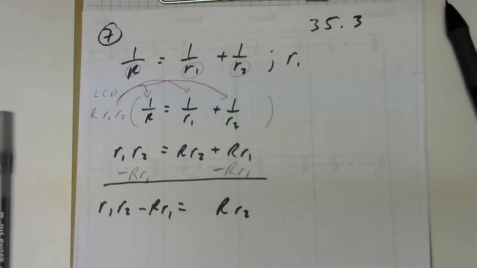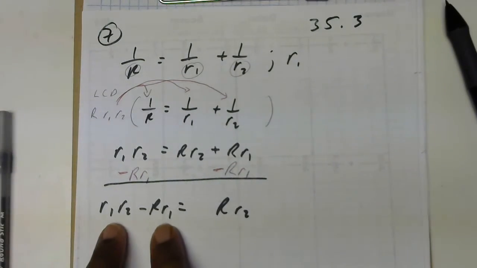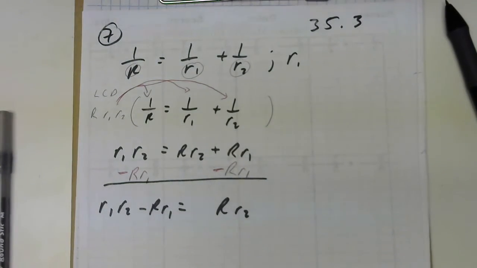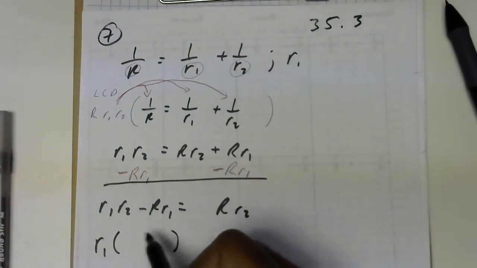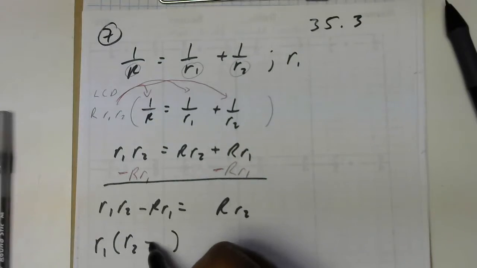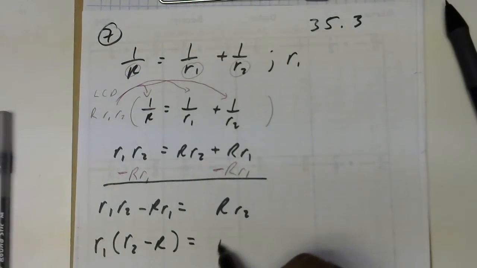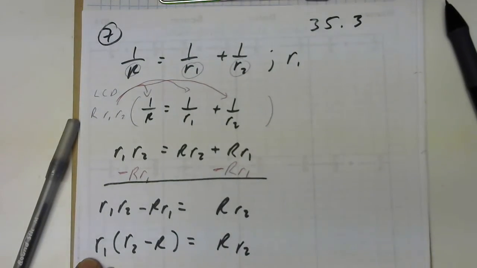Okay. Now that we have our R1s on the same side of the equal sign, we can now factor them out and make them into one R1. So if I factor out R1, this will be R1 times the quantity R2 minus R, still equals R2. Okay. Now I have the R1 multiplying with the factor, or the binomial, R2 minus R.